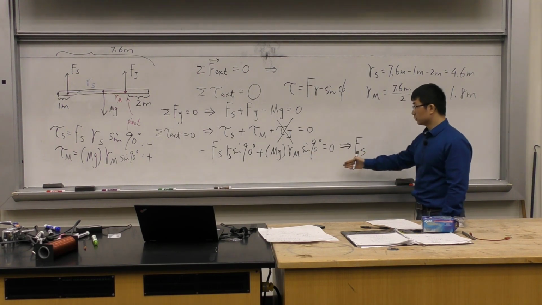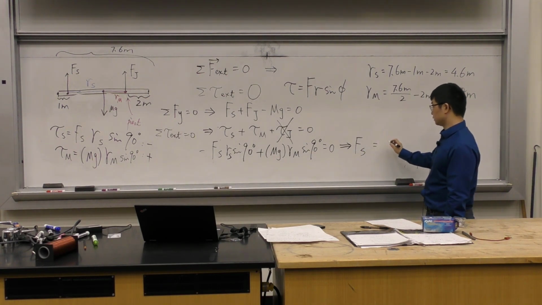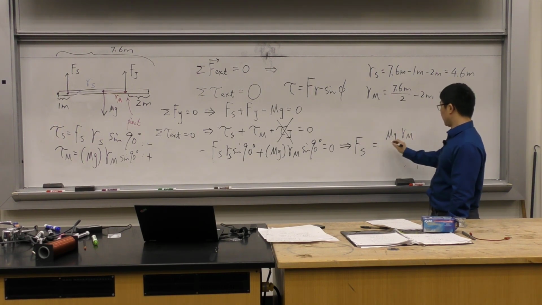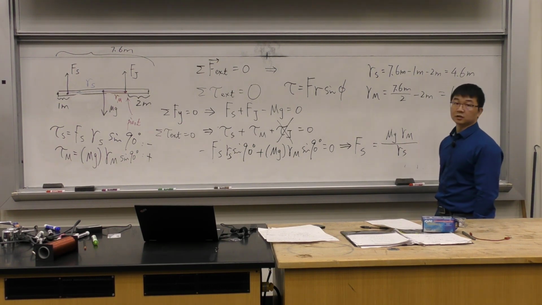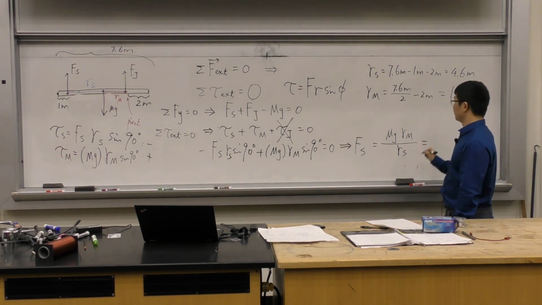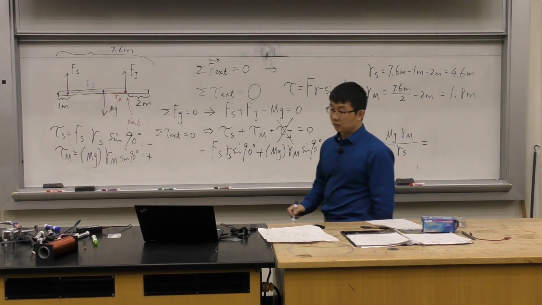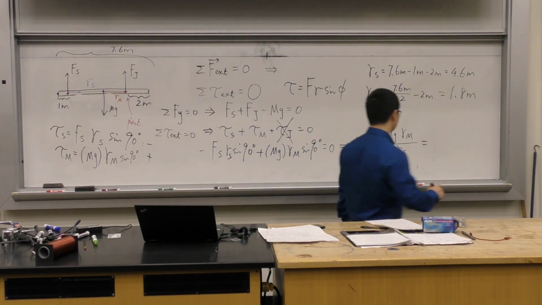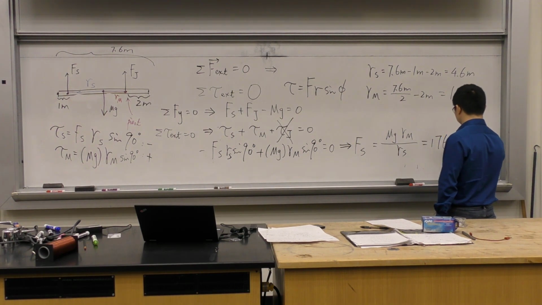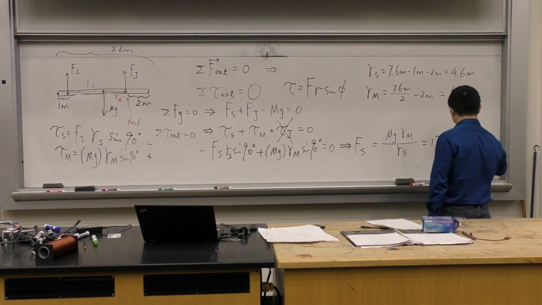Now you plug it in, right? At the end you will find this is just going to be equal to gravity times the arm from the mass divided by the arm for Sam. And then this number is going to be equal to 1.14 Newton.